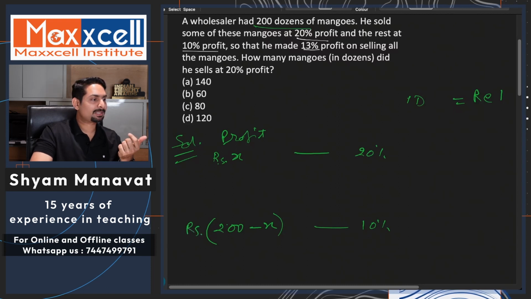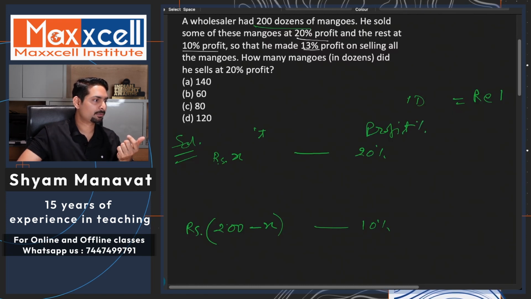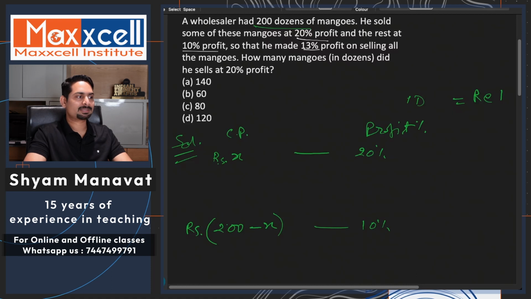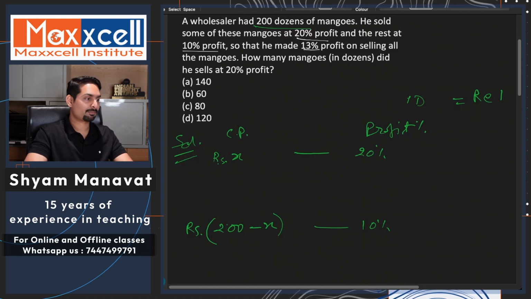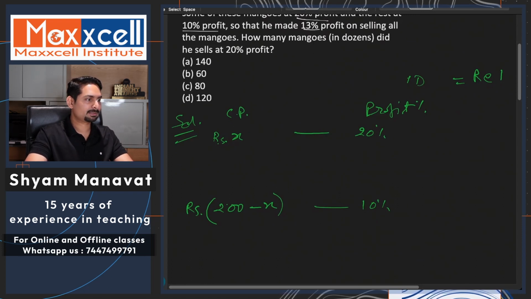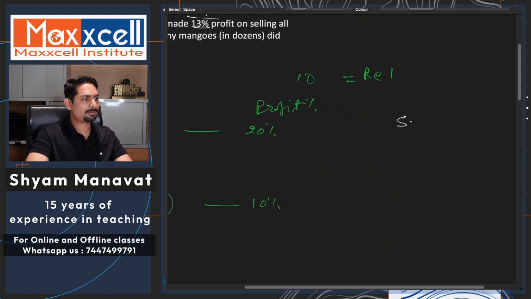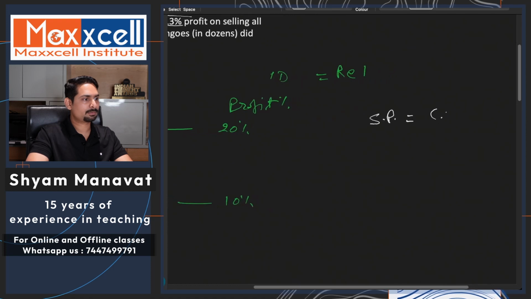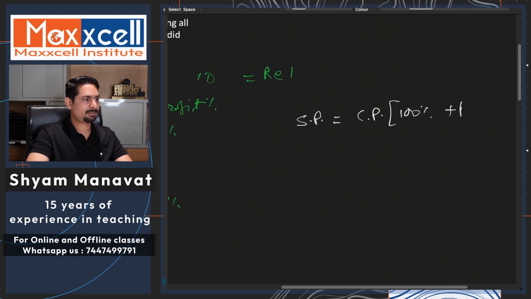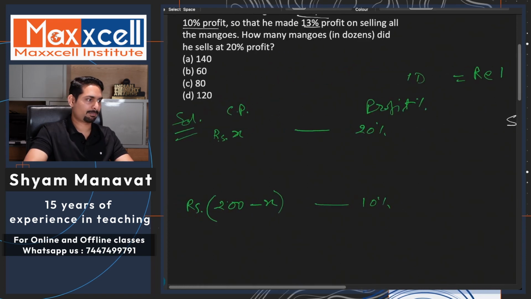And this is at profit. This is the profit percentage, and this is what your cost price is. Now we know that if profit percent is given, then which formula do we apply? Selling price equals cost price into (100% plus profit percent). If profit percent is given, this is the formula we apply.